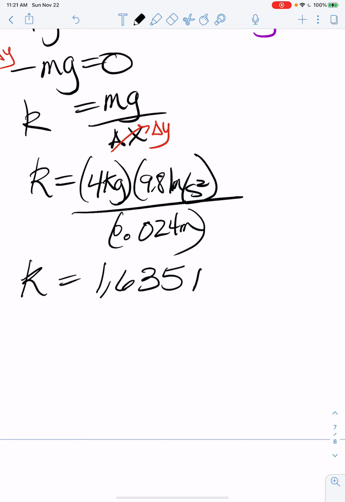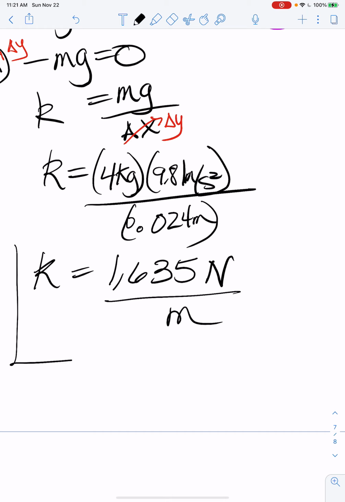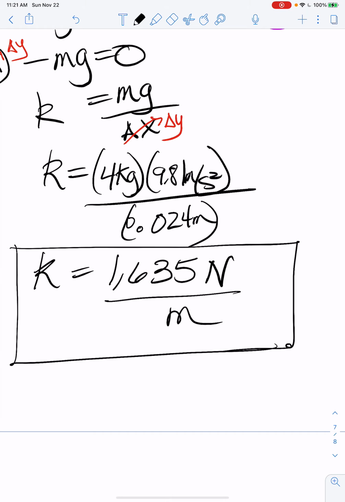What are my units? Remember? Newtons per meter, right? This is quite the scale, quite the spring, quite the spring scale. All right, so there's our answer for k, and that's the answer to part A.